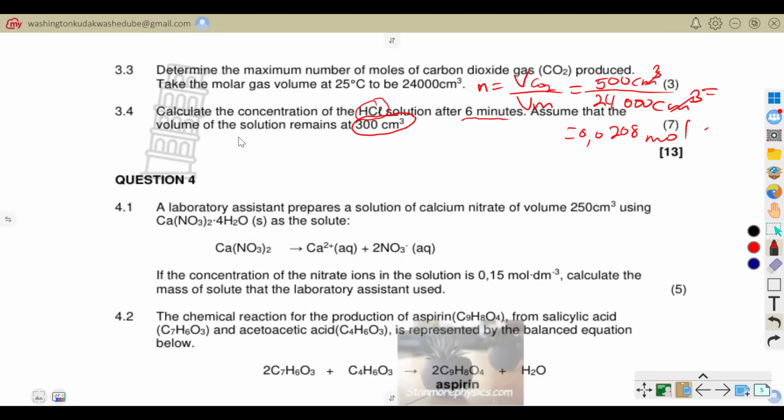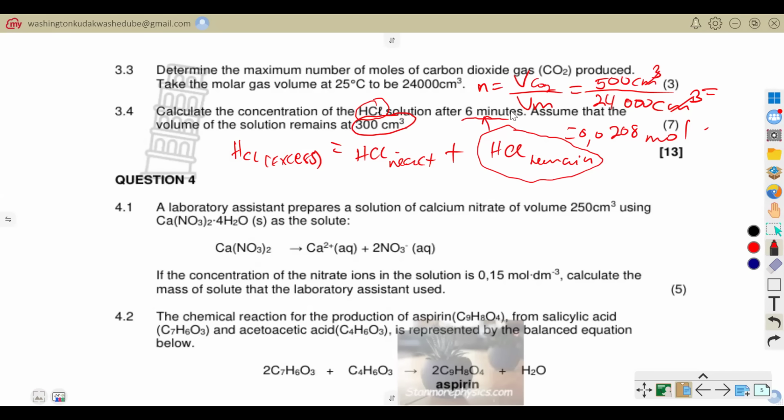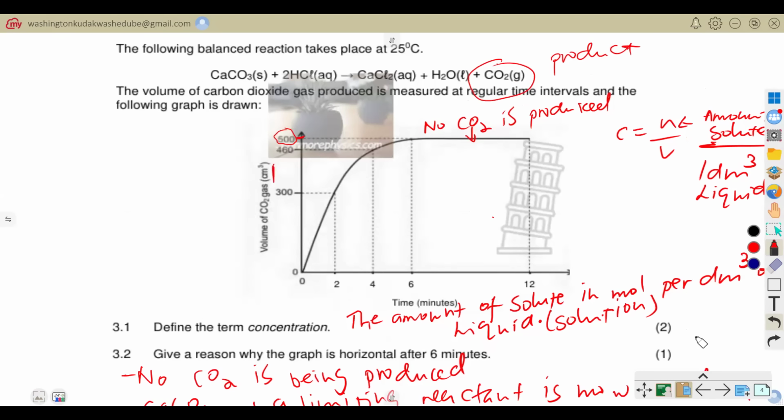So you will see that at some point in time, our HCl is in excess. Since it is in excess, some of the HCl is going to react, and then some of it would be left behind. So the HCl that is going to remain is the one that is actually going to give us the concentration of the remaining. So how do we find this? We need to find the total of the excess, and then we remove the one that is reacting. So let's go back to our information.